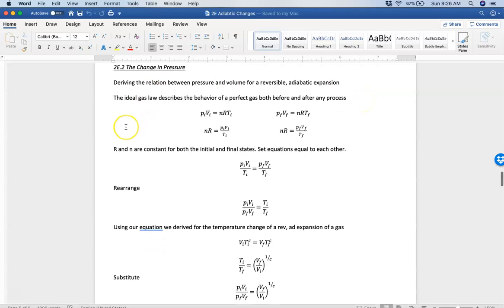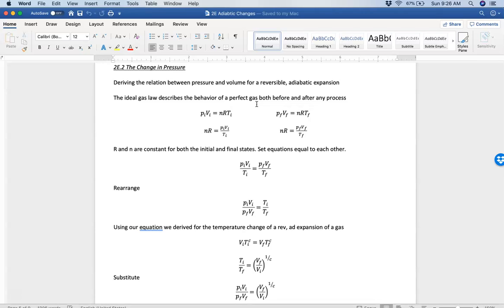So we're going to start with a couple of equations. What we're going to try to derive is this relationship between pressure and volume under these conditions. The ideal gas law is going to describe the behavior of a perfect gas before and after any process. So now we're under three constraints: reversibility, adiabatic, and also a perfect gas. We're also going to make the reasonable assumption that we're only dealing with a gas that is not changing chemical composition, so it remains the same chemical, no chemical reactions, and we're not changing the amount of moles in the system.